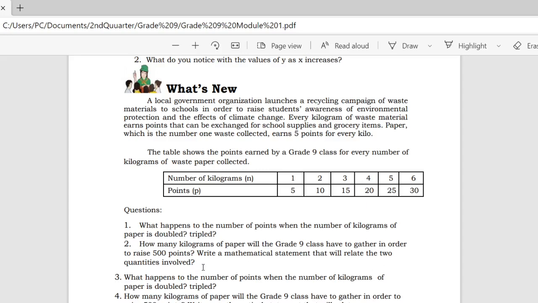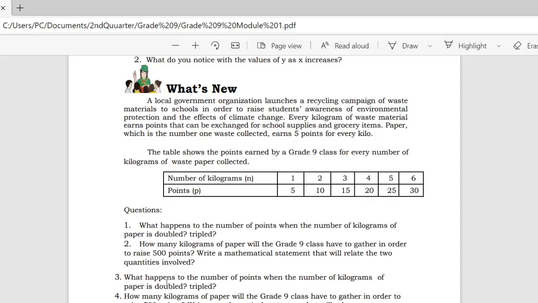So, you are going to write a mathematical sentence here in terms of N and P. Okay? And the 500 here. So, how will you write that in equation or mathematical sentence using this one and this? Okay, so yun ang answer doon.